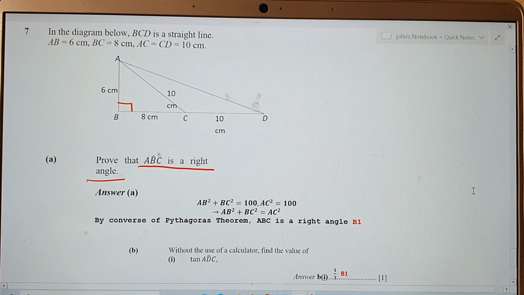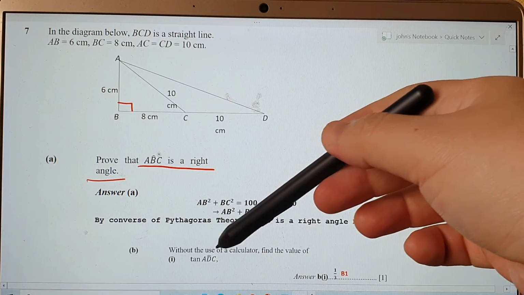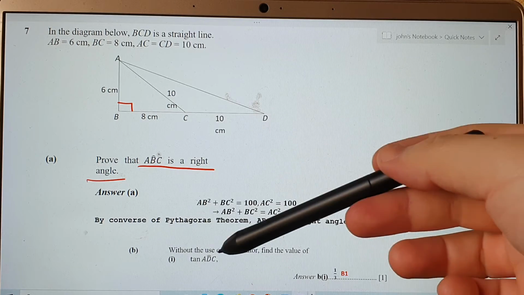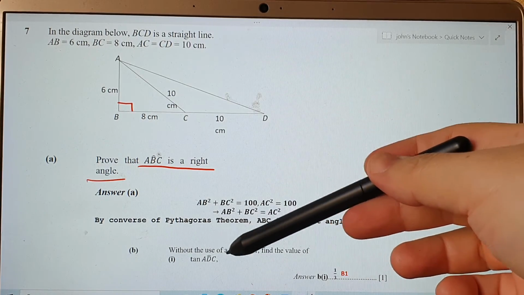Now, number 7, you see here, without using a calculator. So what do they mean? They say tangent ADC.